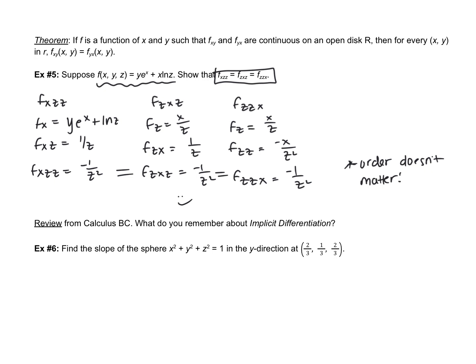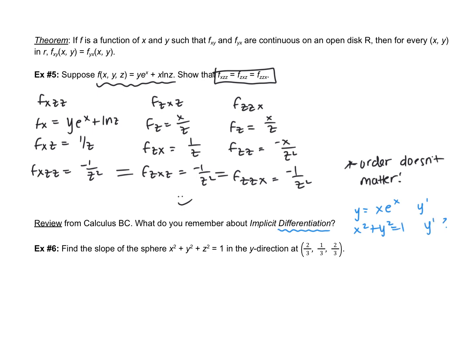Okay, so last thing that we are going to do is a little bit of a review from Calc BC. What do you remember about implicit differentiation? So oftentimes last year in Calc, you might have something like y is equal to x e to the x, and you had to find the derivative. But then do you remember what you did if you had something like x squared plus y squared equals 1, and you were asked to find the derivative?